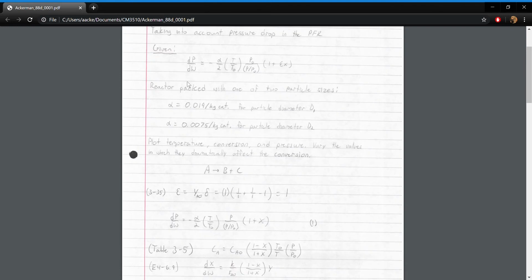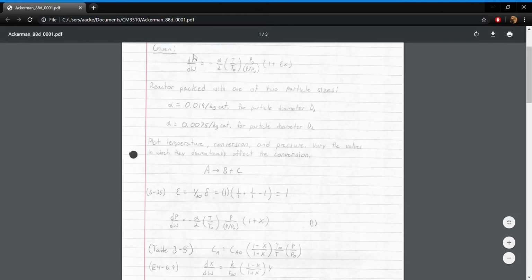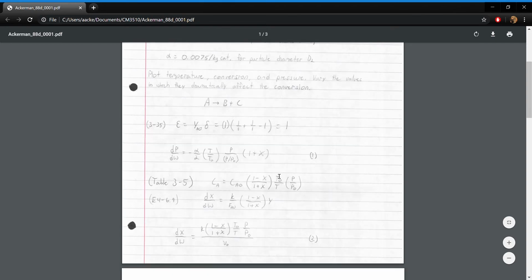So we are given the reaction A goes to B plus C, and the first thing that we're going to do is take our given equation here and we're going to find epsilon. And to do that, we're going to use equation 3-35. And solving that out, we find that epsilon is equal to 1. So we then take that, we plug that into our given equation, and this is what we are left with, and I'm going to call that equation 1.